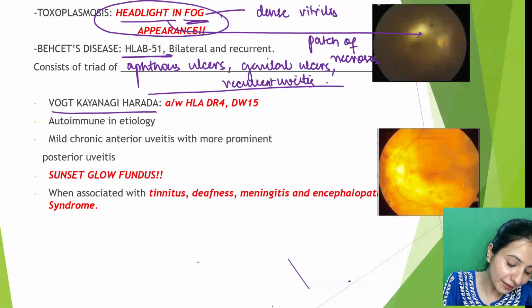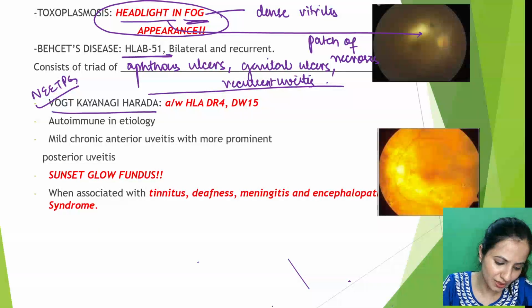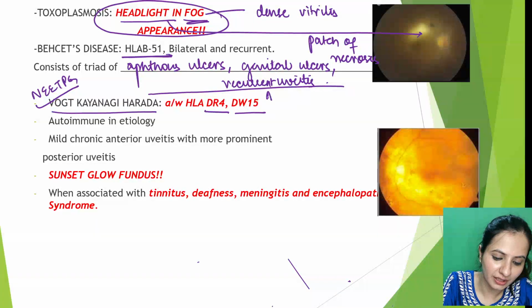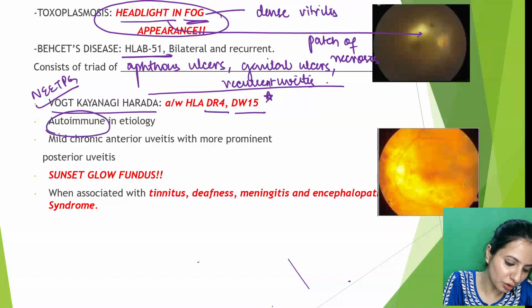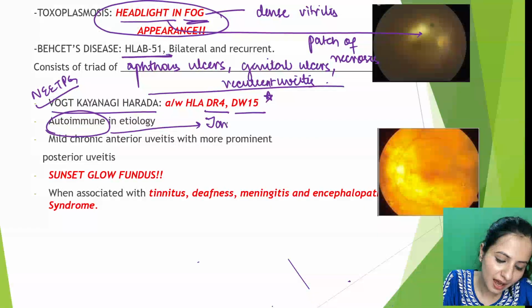Then Vogt-Koyanagi-Harada, this is primarily for your NEET PG, not for the FMG students. So what happens in this? It is characterized by HLA DR4 and DR15 positivity. It is autoimmune in etiology. Since it is autoimmune, which cells does it target? This targets the melanocytes.